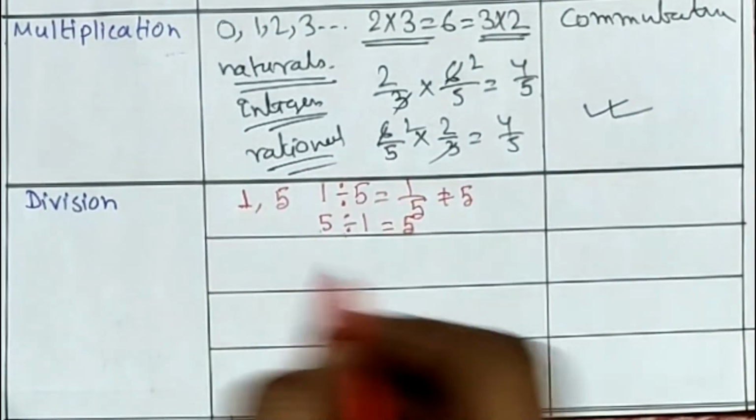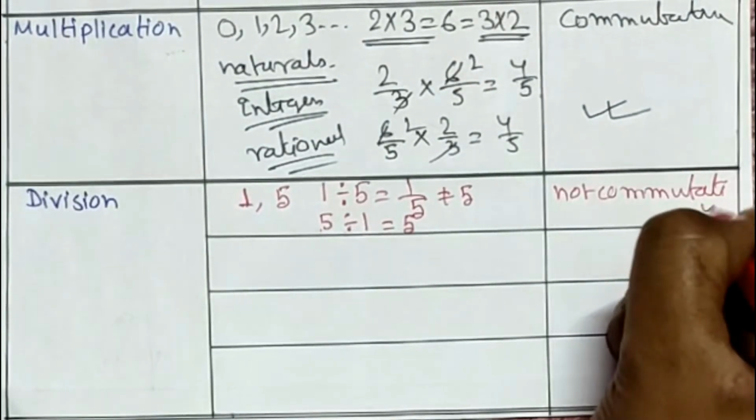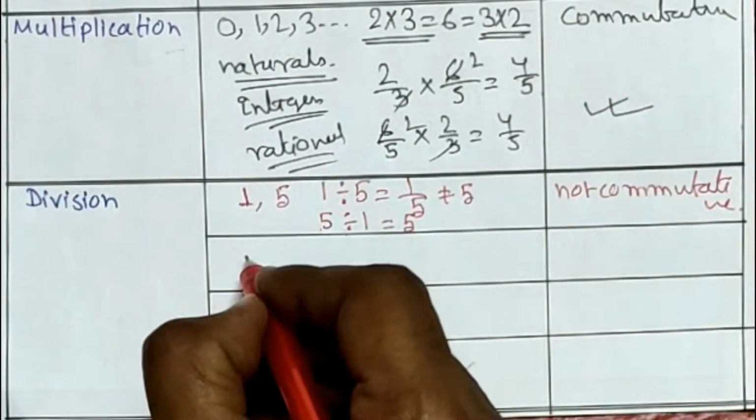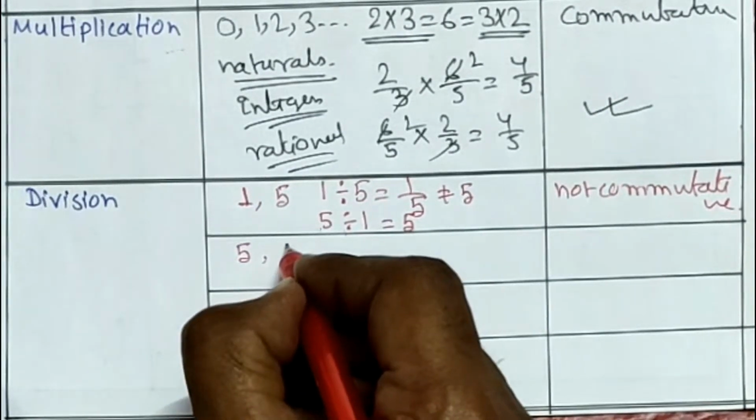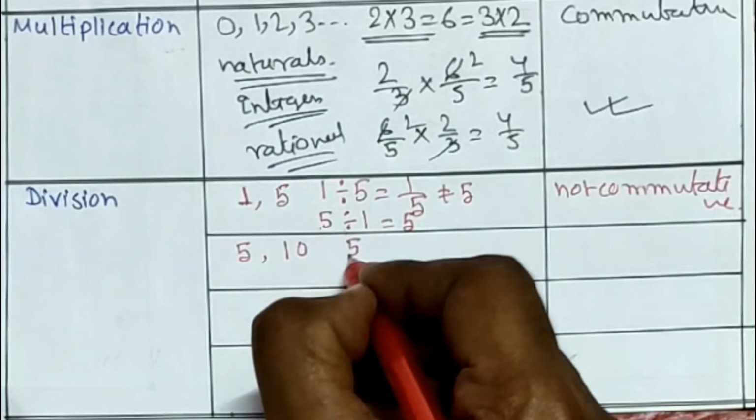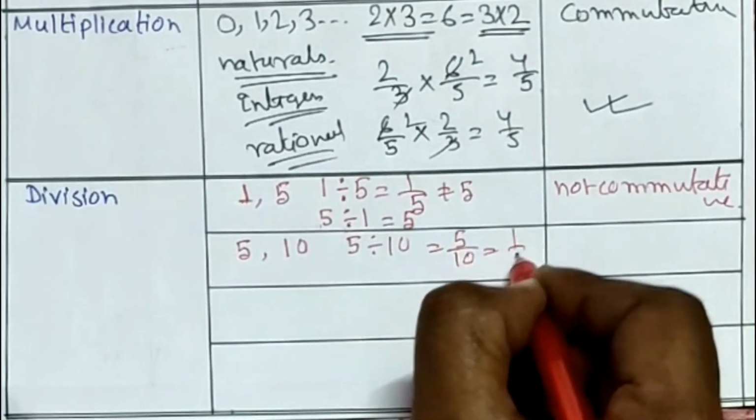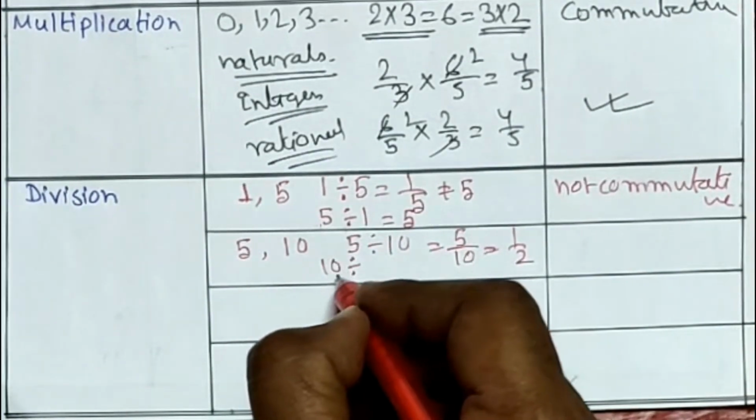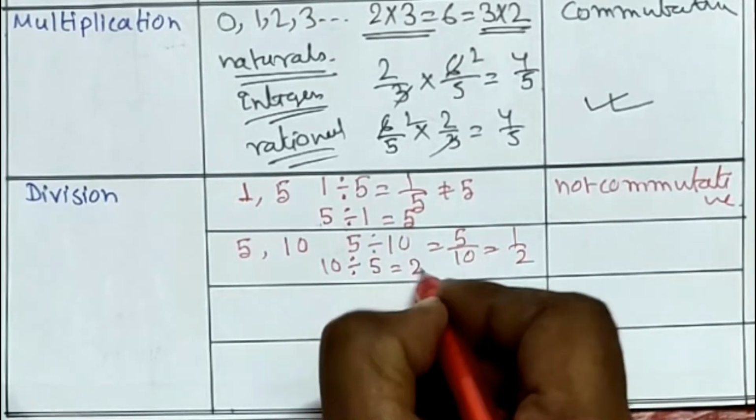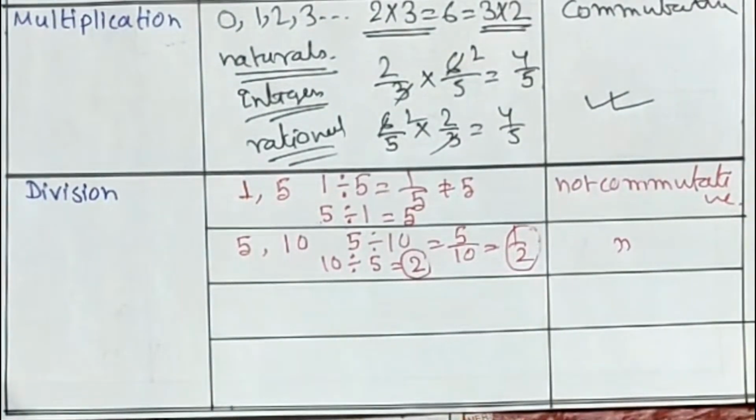So the whole numbers or natural numbers are not commutative under division. Okay. Similarly, if we choose any integers, suppose 5 and 10, now divide them. 5 divided by 10 gives us 5 by 10, which is equal to half. Now reverse them, that is 10 divided by 5 is equal to 2. 2 and half are not equal, so integers are also not commutative under division.